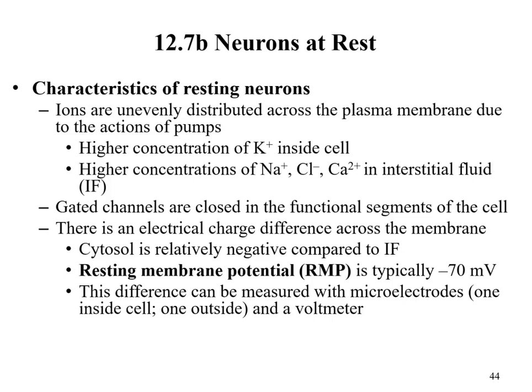And at rest, there's an electrical charge difference across the membrane. So the cytosol is relatively negative compared to the interstitial fluid. Your resting membrane potential of neurons is going to be about negative 70 millivolts. This difference can be measured with microelectrodes and a voltmeter.